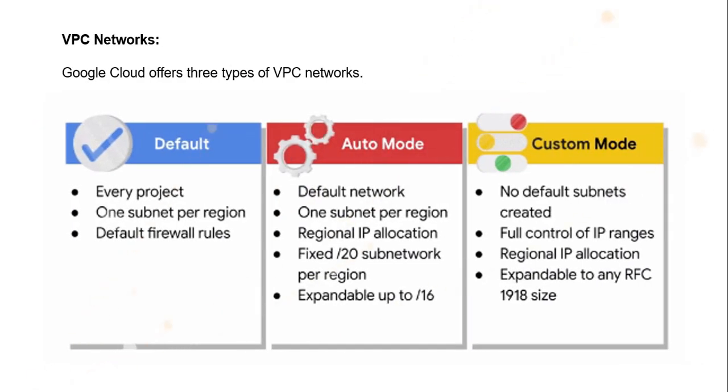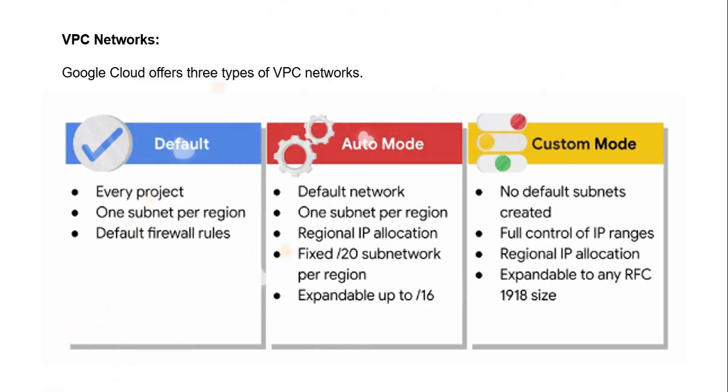VPC network. Google Cloud offers three types of VPC network. The first one is default mode VPC, the second one is auto mode VPC, and the third one is custom mode VPC. We can see them one by one in detail. The first one is default mode VPC. Every project provides a default VPC along with subnets and firewall rules.